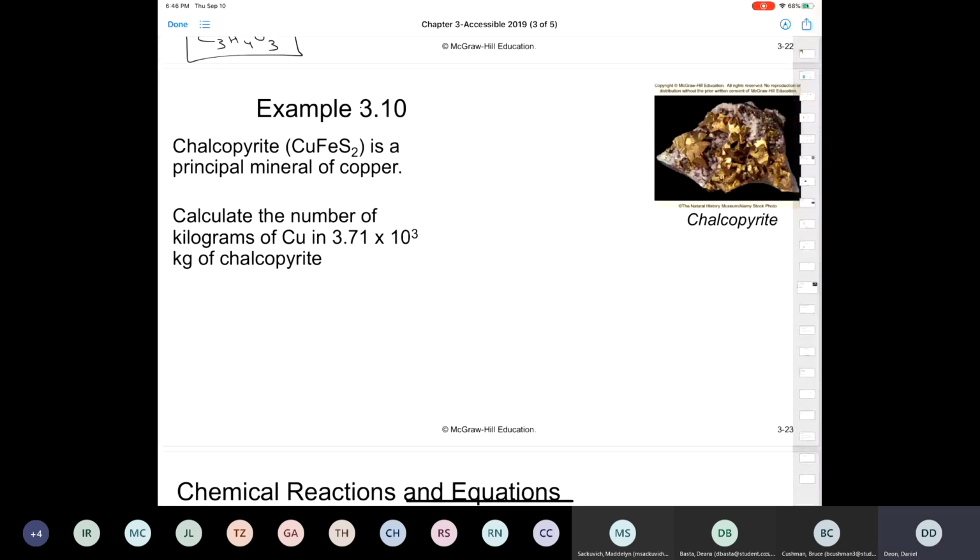It says here, chalcopyrite. They've given you the formula. It is a principal mineral of copper. Calculate the number of kilograms of copper in 3.71 times 10 to the 3 kilograms of chalcopyrite. I would like to give you 2 minutes to see if you can solve this one. Okay, the first thing I would do is figure out the formula mass, because you're going to need that to get the number of moles. Yeah, I would do that.